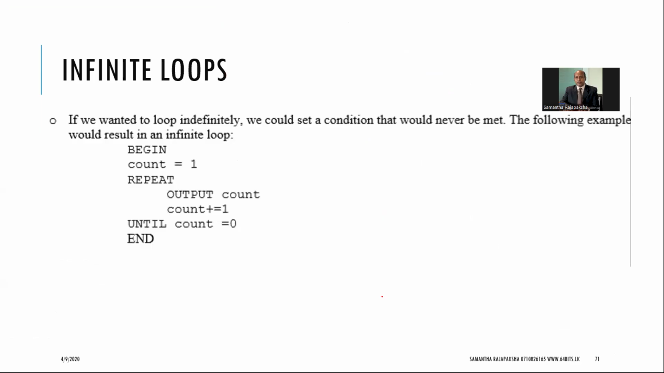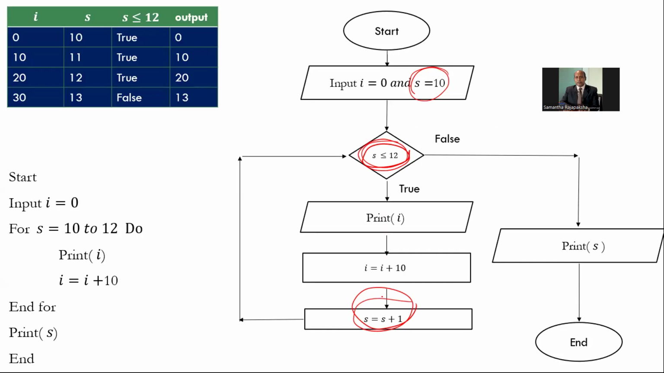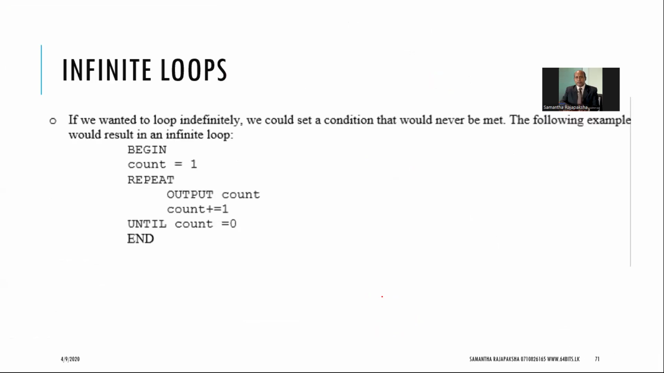So once you make this condition always true or always false, you get an infinite loop, a loop which is never ending. If the condition is always true in a for loop and while loop, or if the condition is always false in a repeat loop, it runs continuously without stopping. Then we call that an infinite loop, a never ending loop.